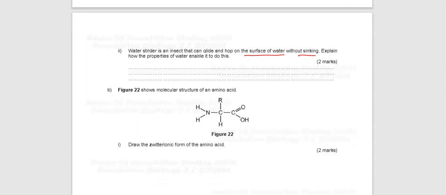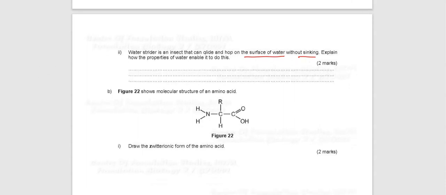Number 2, the water strider is an insect that can glide and hop on the surface of water without sinking. Explain how the properties of water enable it to do this. So as you know, water molecules, for example, this is the surface of water. Water molecules at the surface of water will interact with each other through the formation of hydrogen bonds.